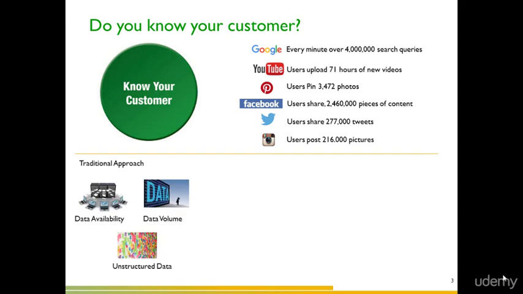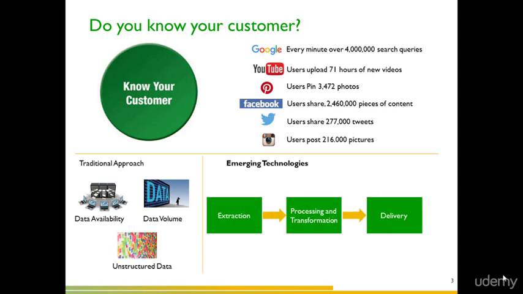Traditionally, the approach has three weaknesses. That is the data availability, data volume, and the unstructured data. Emerging technologies are there to address this problem. A group of emerging technologies that fall under the term big data provides a framework that makes a complete and adaptable customer profile much more feasible.